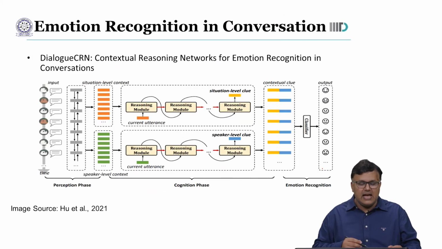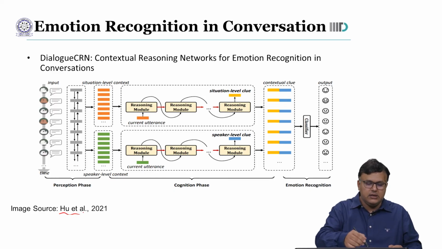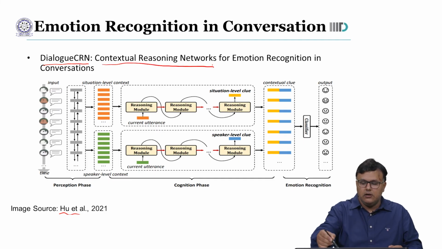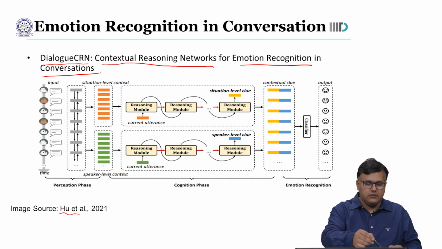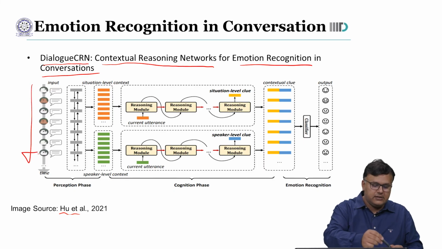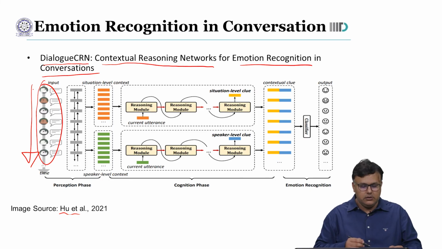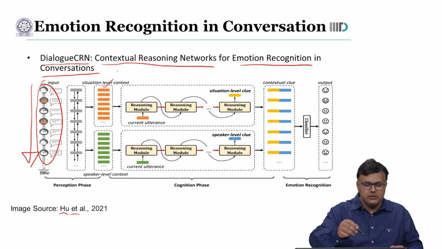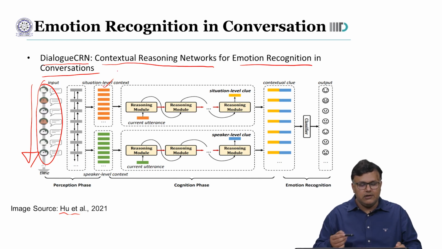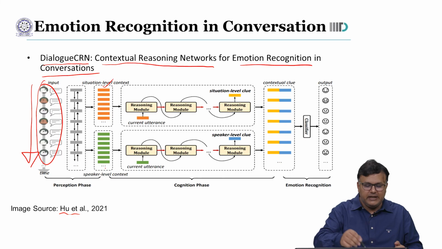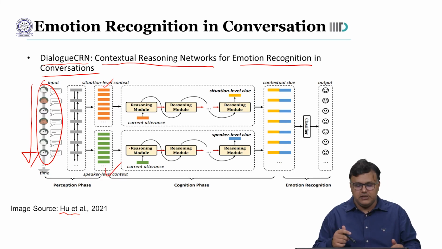Now here is an example of a work where emotion recognition is performed during a conversation. This work by Hu and others is titled Dialogue CRN, the contextual reasoning networks for emotion recognition during conversations. What we have here, friends, is the timeline and the input conversation between individuals. What we are doing is extracting the feature representations which give us the situation level context and also the speaker level context. Again, these are the feature representations.